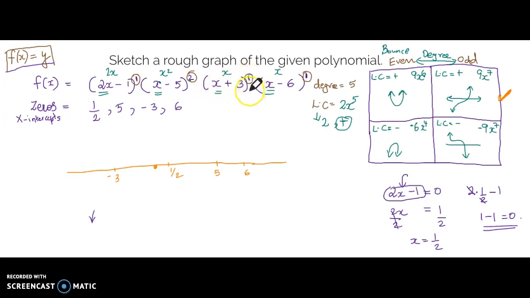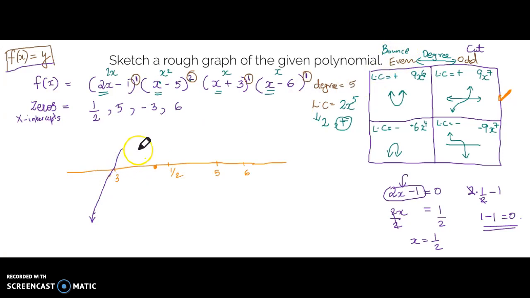Now we are looking at individual degrees, not the degree as a whole. So here the degree of this factor is 1, which is an odd number. And remember, this is what every odd solution does. It cuts through to the other side of the x-axis. So at 3, instead of making a bounce, which would have been the case if it was an even degree, we are cutting through and we are going up.